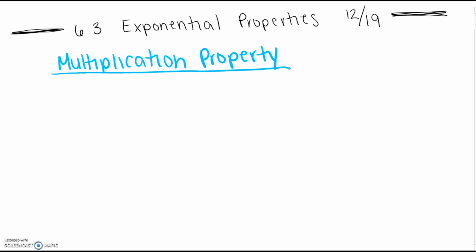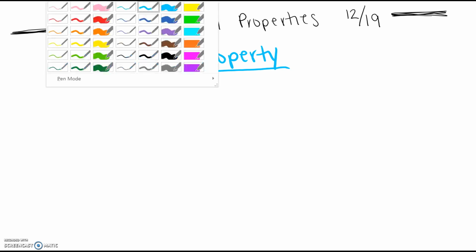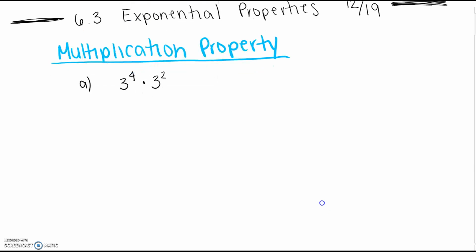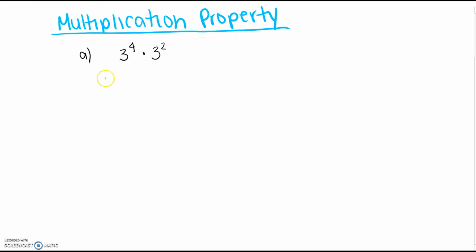Okay, before we dive into the multiplication property, I want us to do some examples to help you understand it. Example A, if I gave you 3 to the 4th times 3 squared, what would this look like in expanded form? So hopefully you're thinking, okay, well 3 to the 4th is the same as 3 times 3 times 3 times 3. So that's 3 to the 4th. 3 squared is the same as 3 times 3.